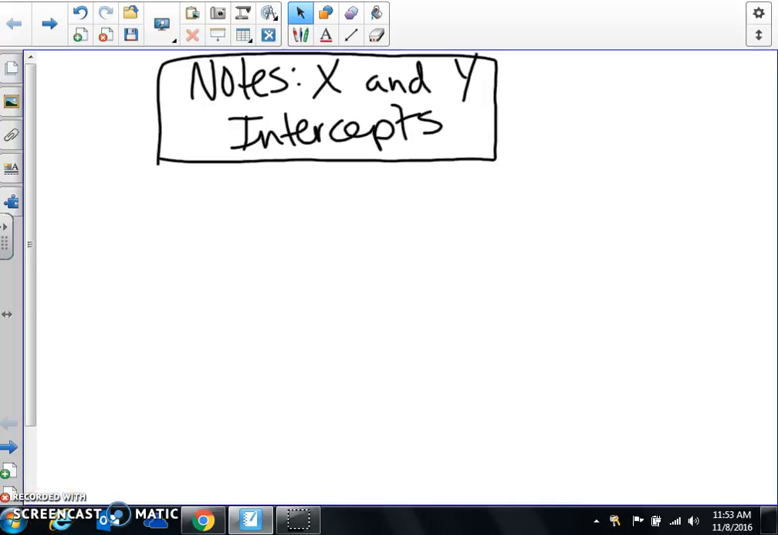Right, so x and y intercepts. The first thing that you want to do when you're finding x and y intercepts is turn the equation into standard form.